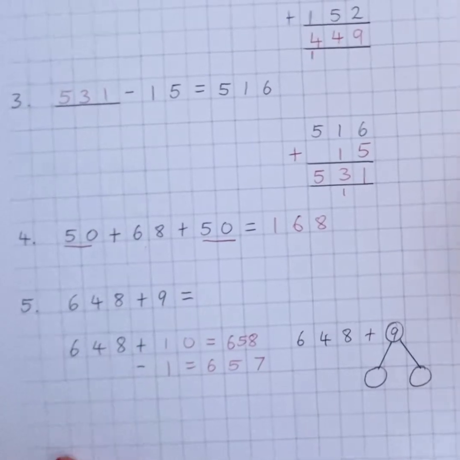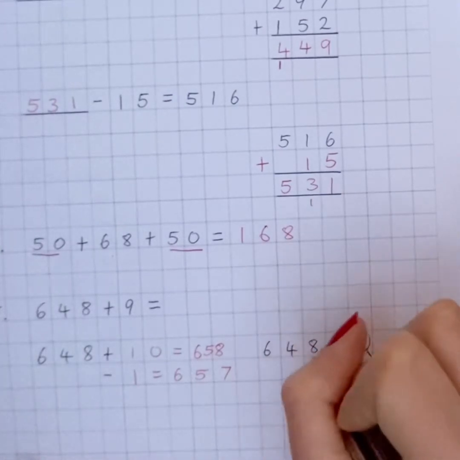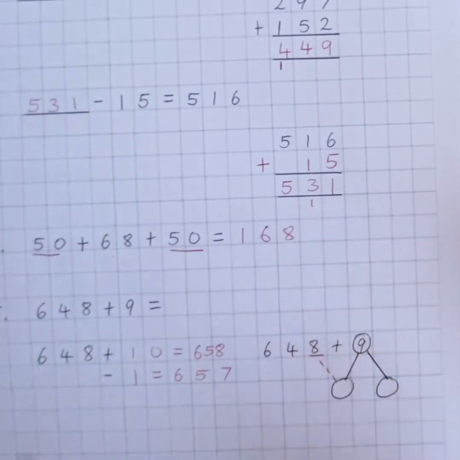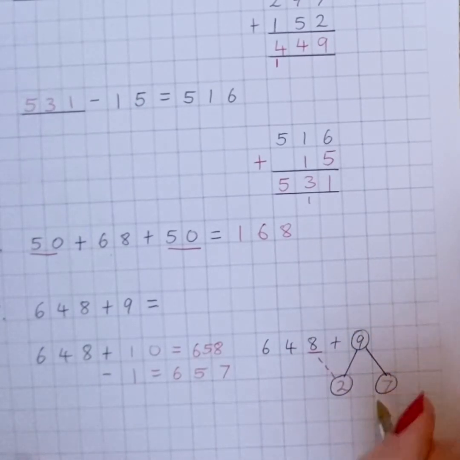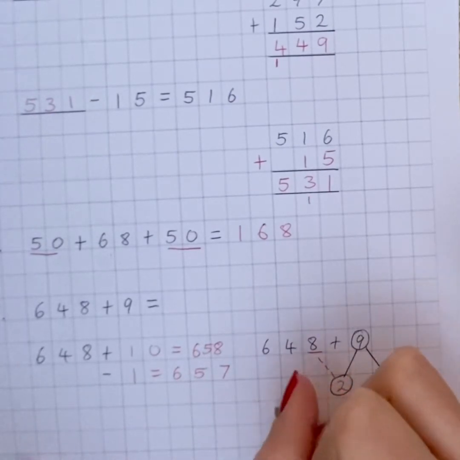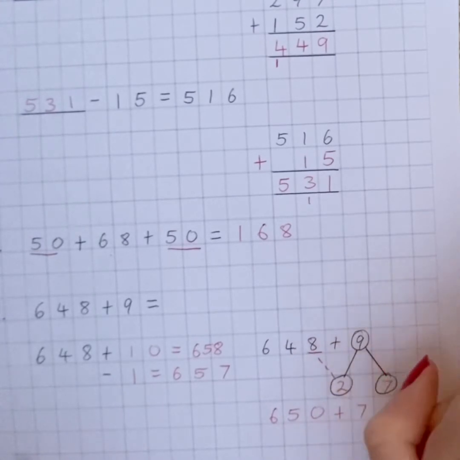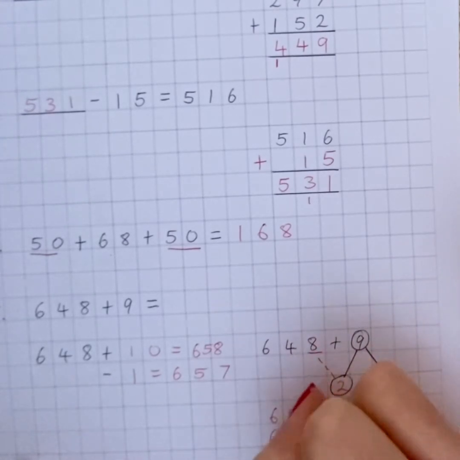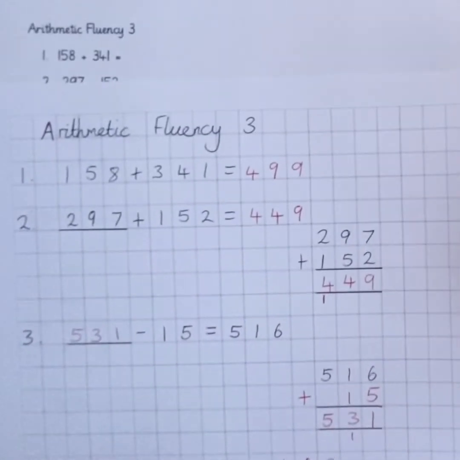657. We can also use the part-whole model. We can use think 10. So if we're adding 9, we can split that, because first over here we want to make 10. So 8 and 2 makes 10. That means we have 7 left to add. So 648 add 2 equals 650. Add 7 equals 657. So we can see we got the same answer, and that is the end of Arithmetic Fluency 3.